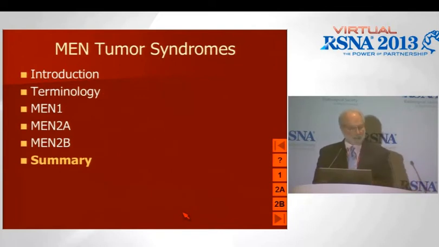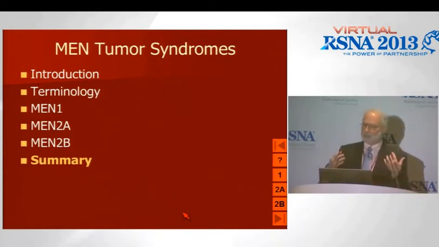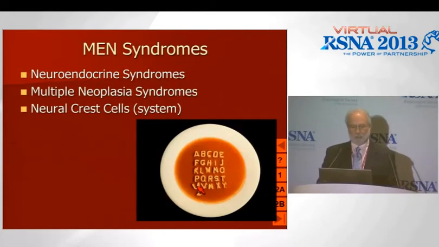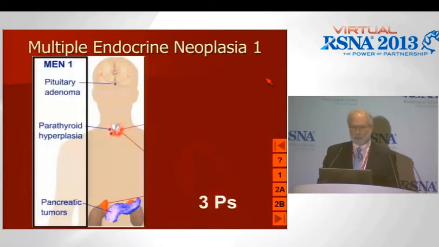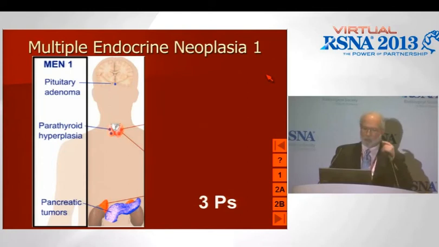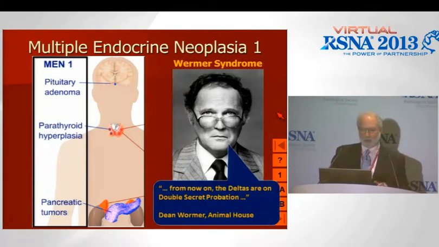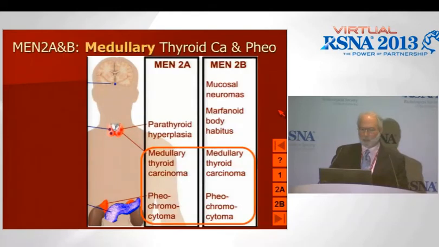So we didn't have a lot of time, and we had a lot of things to discuss, and in some ways talking about the MEN syndromes is kind of like an alphabet soup, because you have all of these different names and all these different acronyms that we have to think about. But I want to try to help you organize your thoughts as you walk out of the room: you want to remember that MEN1 is the 3 Ps. This is Dean Wormer from Animal House, so from now on the deltas are on double secret probation. But those are the lesions we're looking for in MEN1.